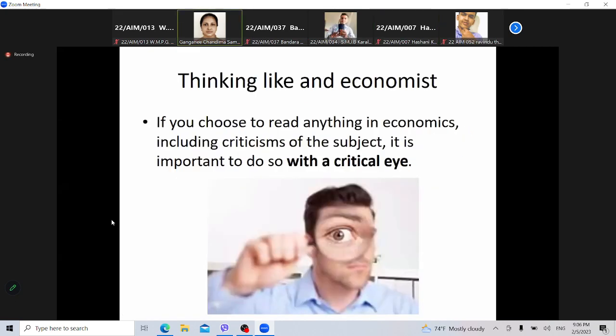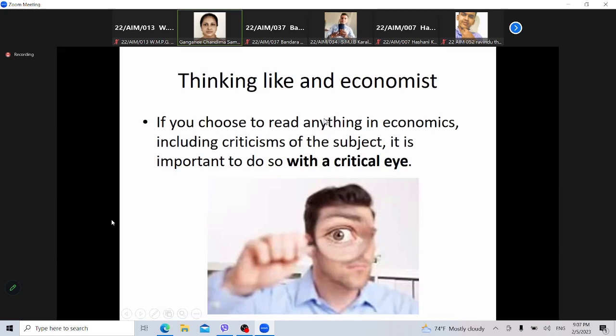Then we'll move to the new section, thinking like an economist. Now, two principles we discussed: the principle of opportunity cost and the law of diminishing marginal utility. After learning these two principles, now we'll move to how to think like an economist. Because you may remember your course content, you should know how to think like an economist. You all are students who are learning economics. Now we will see how you think like an economist.